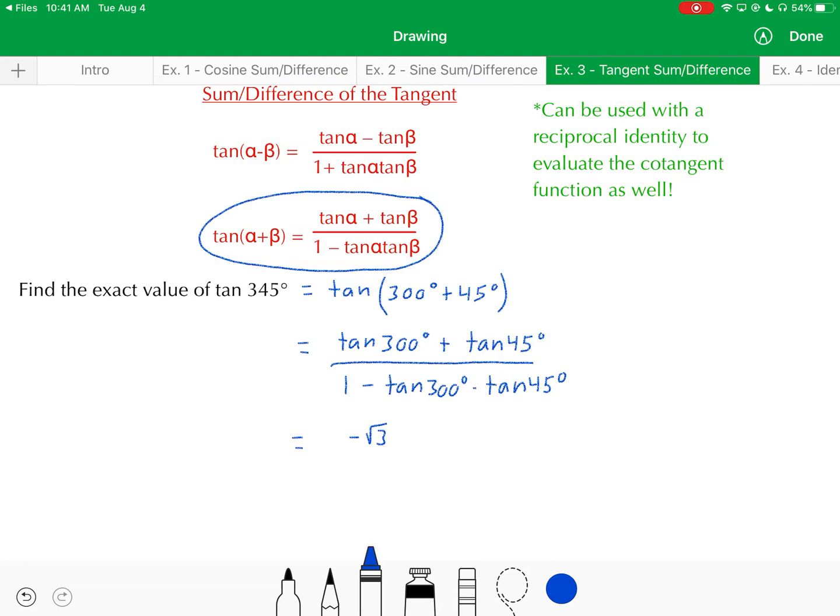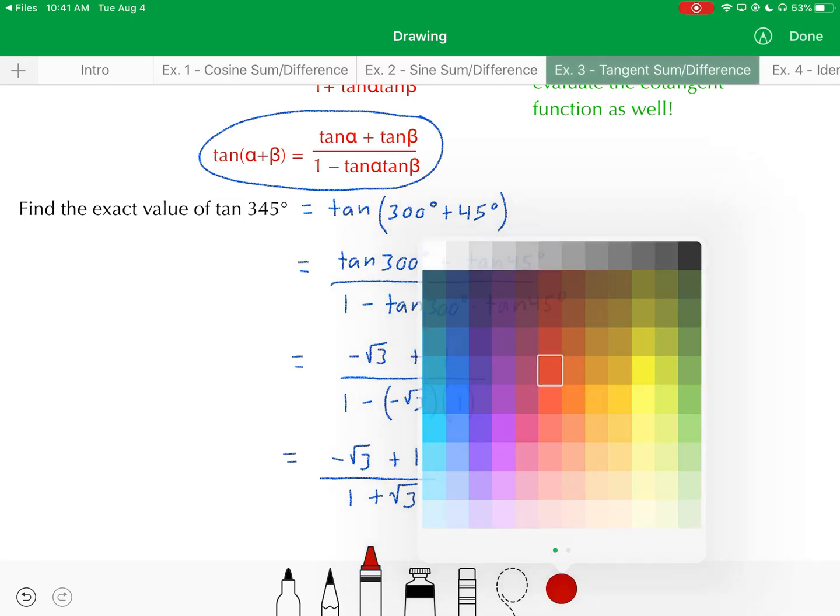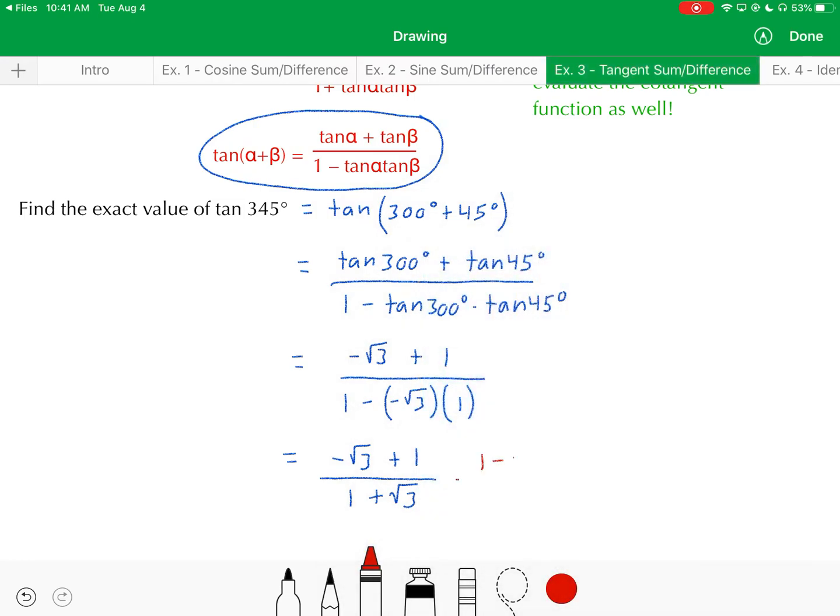Tangent of 45 degrees is 1. And then notice it's the same two values that need to be substituted in the denominator. This time they're multiplying one another. So I end up with negative radical 3 plus 1 all over 1 plus radical 3. And then I'm going to rationalize that. I'm going to multiply by the conjugate of the denominator as a clever form of 1.